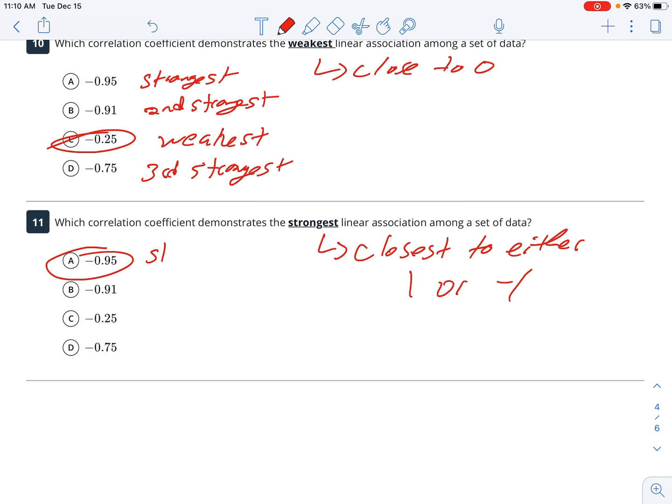Same thing goes here. That's my strongest. This is my second strongest. And I guess I have the exact same thing already written out. This is my third one. And then this is my weakest one.